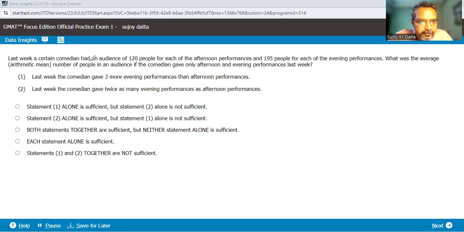Last week, a certain comedian had an audience of 120 people for each of the afternoon performances and 195 people for each of the evening performances. What was the average number of people in an audience? The comedian only gave afternoon and evening performances. Okay, so 120 in each afternoon and 195 in each evening. The comedian gave 3 more evening performances.